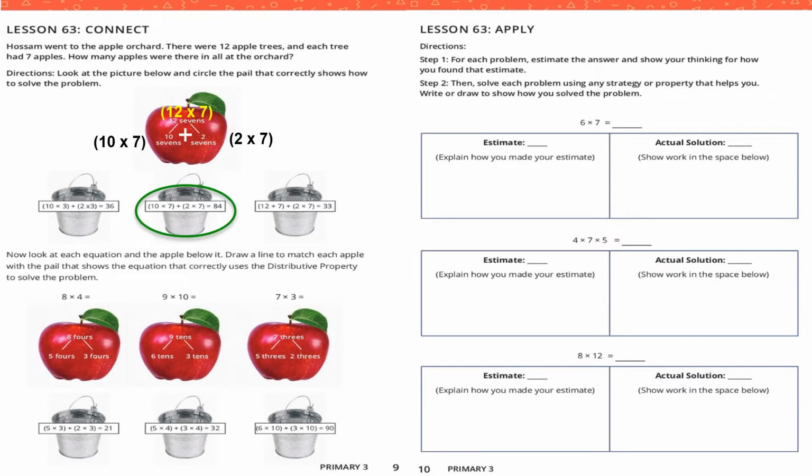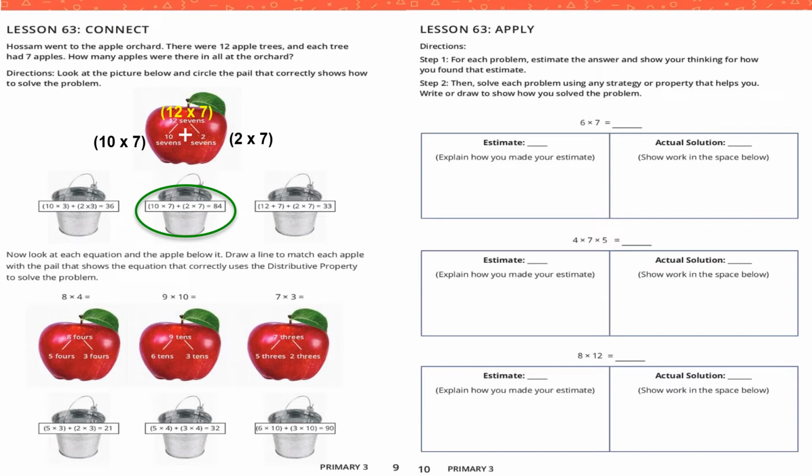The third one, 12 plus 7 plus 2 times 7. No, it's very wrong. I have here in the first bracket plus, and in the second bracket I have times, so it's wrong, okay? So the correct pail is the one in the middle, okay?